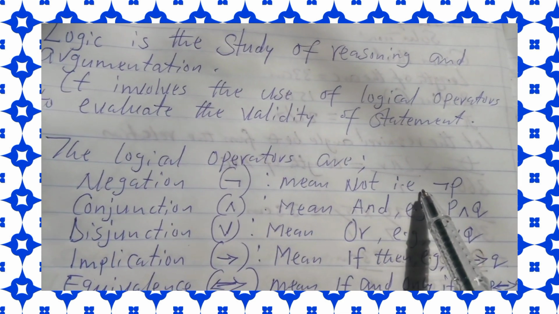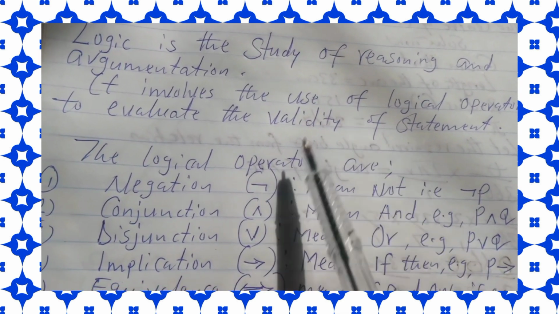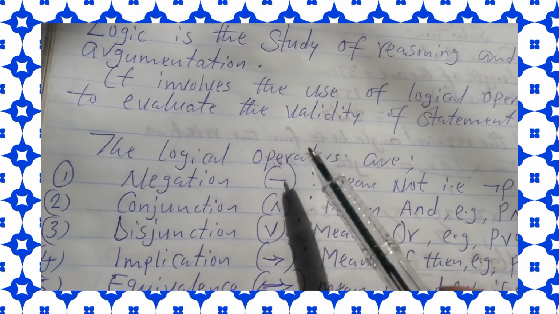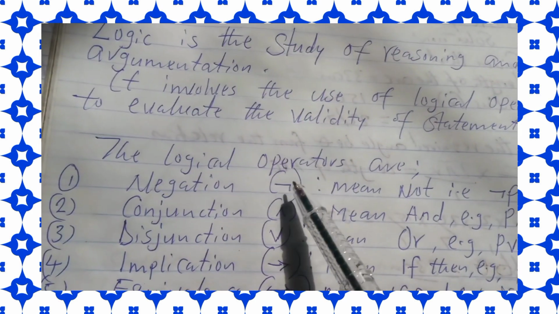For example, when you see not P, it's showing that it is not P. That is showing the opposite of the particular thing in consideration. That is what negation is all about, and this is the symbol.